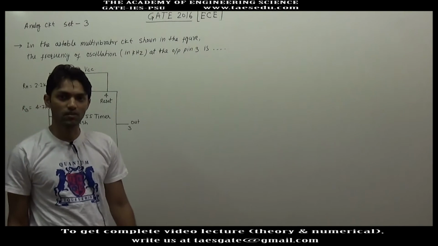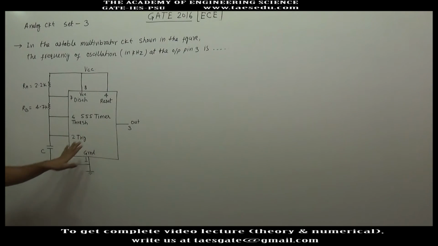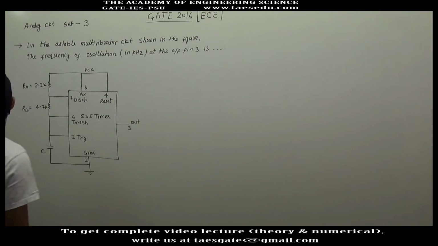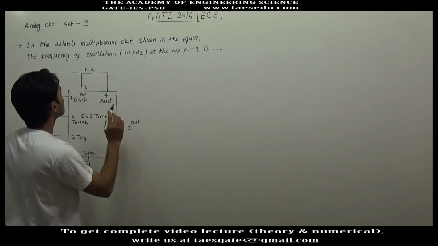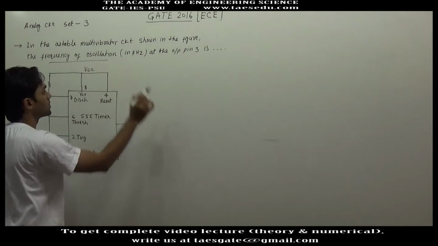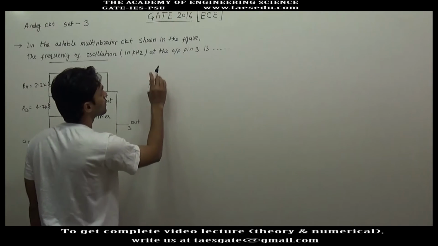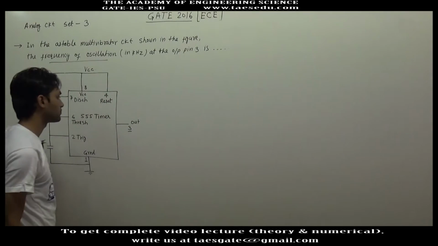In this question we have a 555 timer IC where RA is given as 2.2 kilo ohm, RB is 4.7 kilo ohm, and the capacitance is 0.022 microfarad, and we have to find out the frequency of oscillation at the output pin 3.